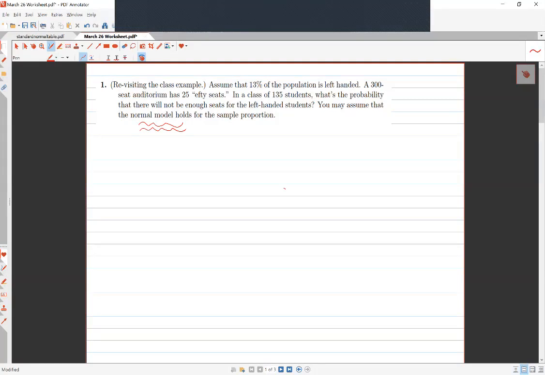Now let's take the problem and unpack the different quantities that are being stated here. Firstly, it says 13% of the population is left-handed. So in the population, in this problem, if we define a success to be that someone is left-handed, then we know the proportion of left-handed people in the entire population is 13%, or as a decimal, 0.13. And remember the notation, lowercase p on its own refers to the population proportion.